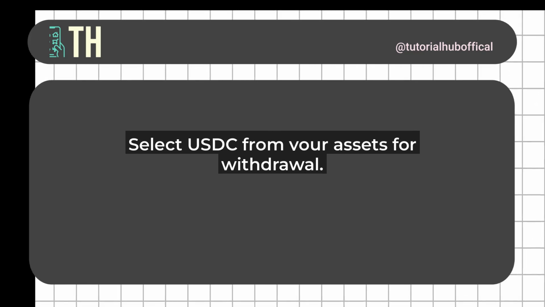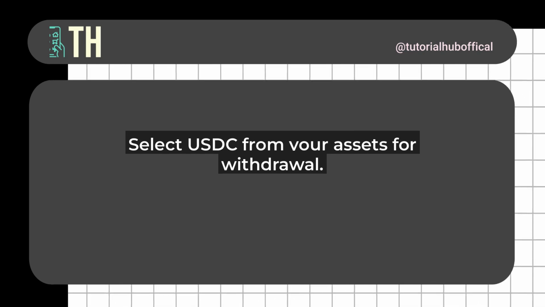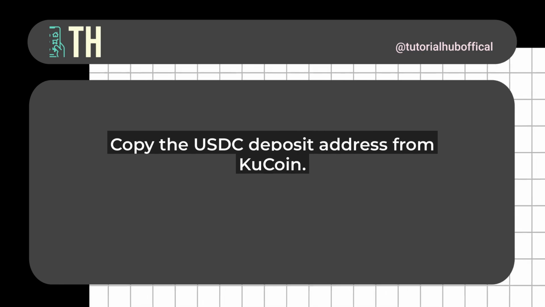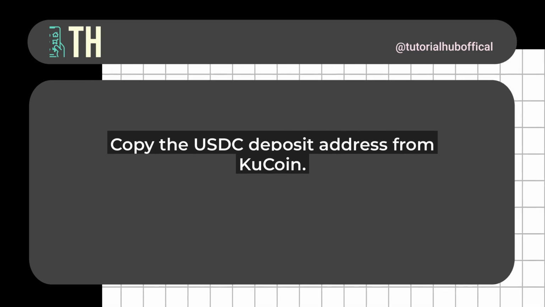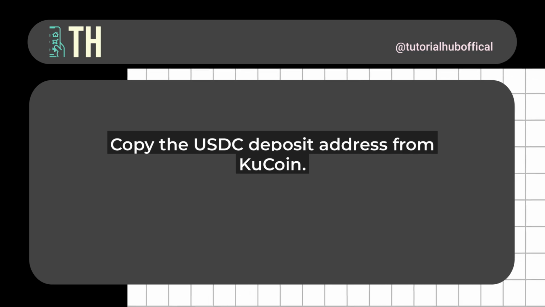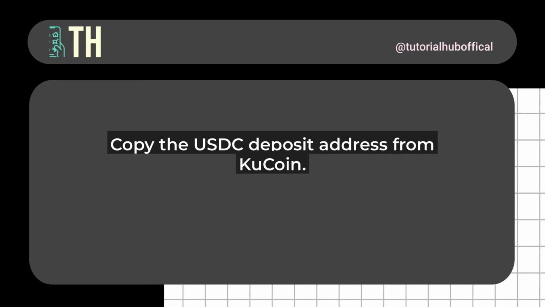Let's get started. Step 1. Log into your Kraken account using your secure credentials. Once you're in, head over to the Wallets or Funding section. It's usually in the top menu. Here, you'll see a list of your assets, including USDC. Click on USDC to select it for withdrawal.